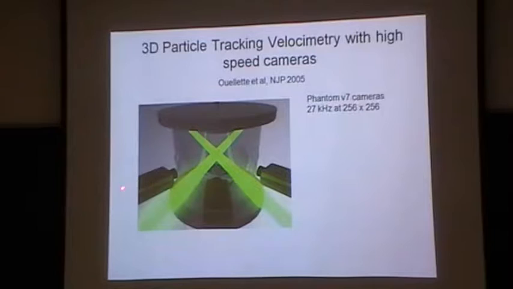They chose to use three cameras. I think that's partly a cost thing; these were really high-end cameras when they were purchased. And then two laser beams give a detection volume, illuminating all three of the cameras.